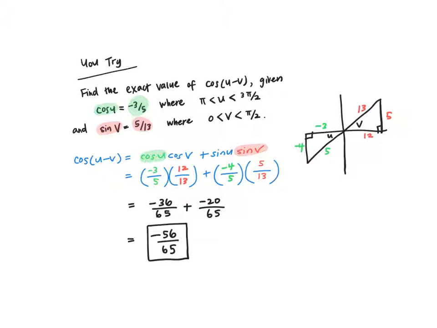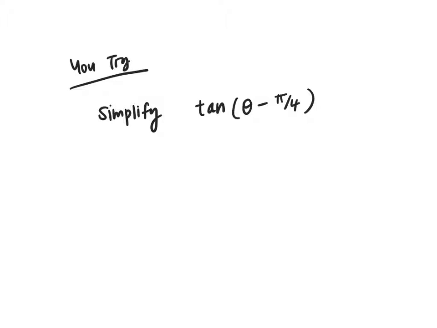You will end up with cosine of v, which is adjacent over hypotenuse, 12 over 13. Multiply straight across, combine the two fractions together, and negative 56 over 65 is your final answer. Okay, go ahead and try this problem.